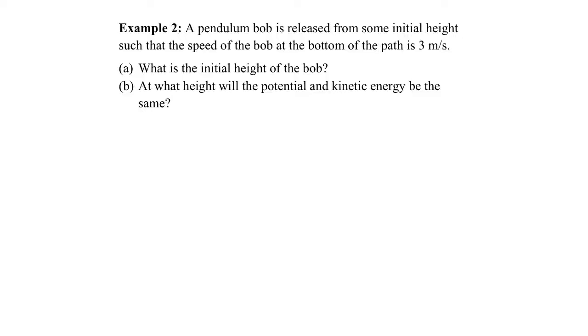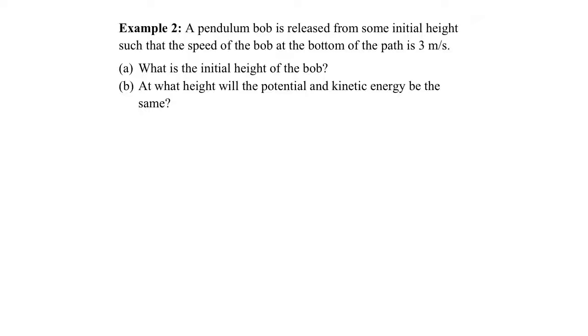The pendulum bob is released from a given height such that the speed at the bottom of the path is 3 meters per second. What is the initial height of the bob, and at what height will the potential and kinetic energy be the same? The word bob is used a lot, so you're going to have to get used to that. Bob means object on a pendulum, suspended from a rope.